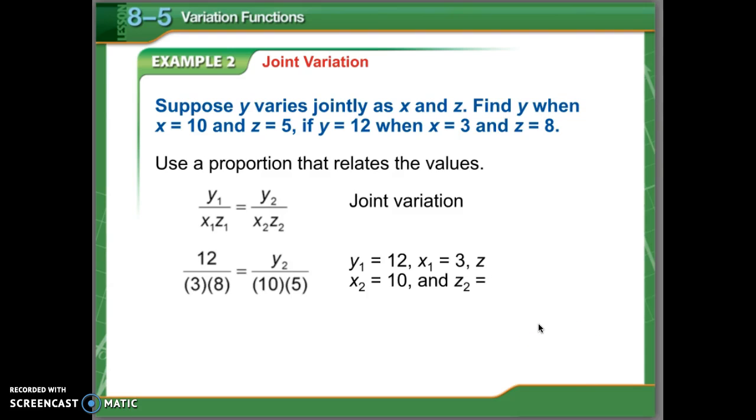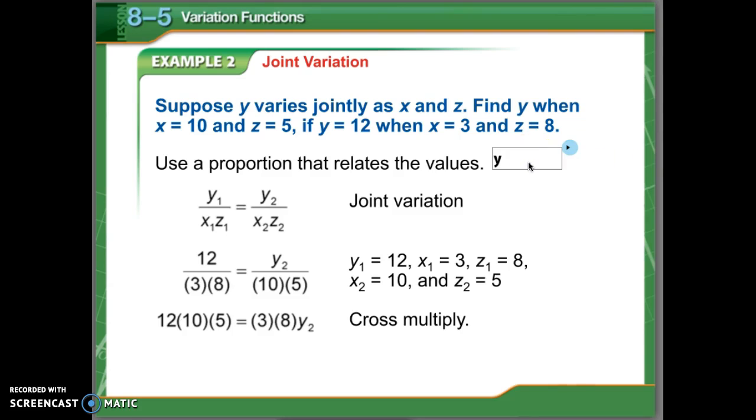So if we use the joint variation formula y equals k times xz, the way that they're getting these proportions is basically you solve for the variable k. So I'm going to write that formula over here, y equals kxz. So if you solve that equation for k, you're going to have to divide both sides by xz, and that's how they get this proportion over here.